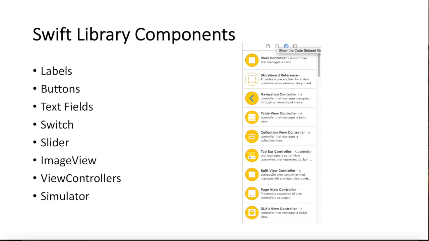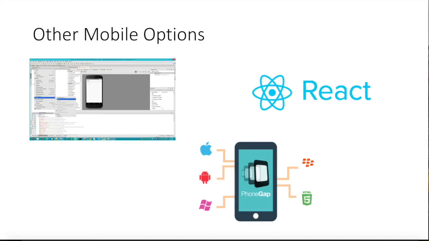And then finally, the simulator is what actually shows you the result of what you're working on. And it simulates the device that it's going to go to. So again, it gets a lot more complicated than this, but these are the general features of mobile development.